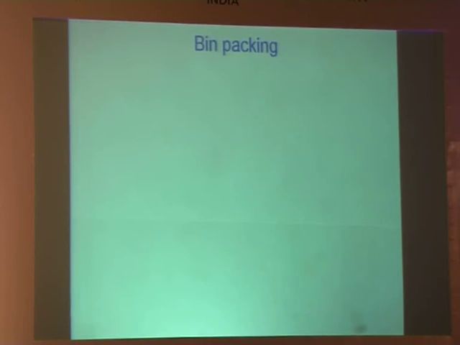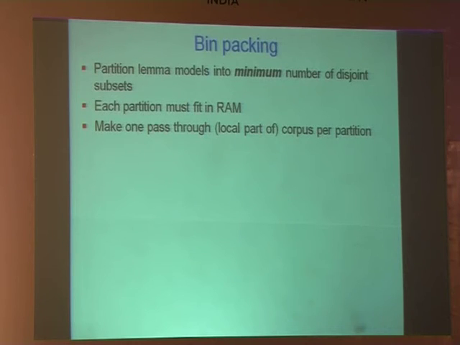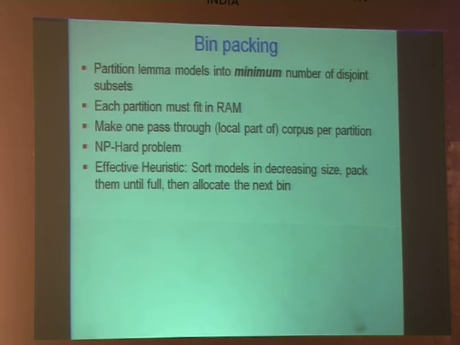This is the first baseline that we considered. In words, partition your set into the minimum number of disjoint subsets such that each set can fit into RAM at once. Now make multiple passes through the corpus, each time using a different partition. But as it turns out, finding this minimum number of disjoint subsets is an NP-hard problem. An effective heuristic for which is to sort model sizes in decreasing order, keep on packing them into a bin until it's full, upon which allocate a new bin and continue with the process.